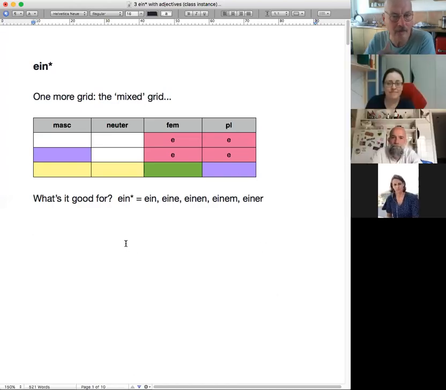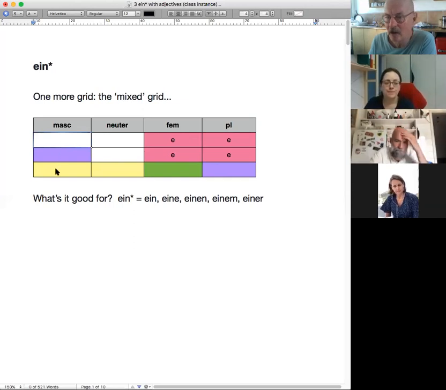So there you go, this grid. I called it the mixed grid. So I put the E's in place. What would this column be, Emily, in the mixed grid? Nothing, N, M.